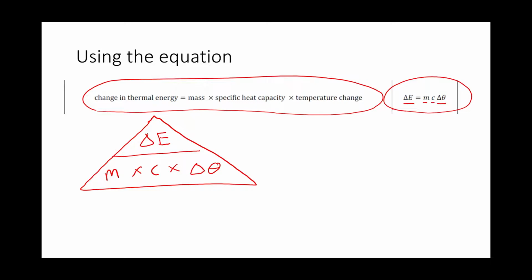So in this particular instance, what we're going to try and calculate is the specific heat capacity. So I'm going to say C equals, and if we look at what's left here, it's a fraction. We've got change in energy on the top, and we've got mass times by change in temperature on the bottom. That's going to be really crucial for our next slide.